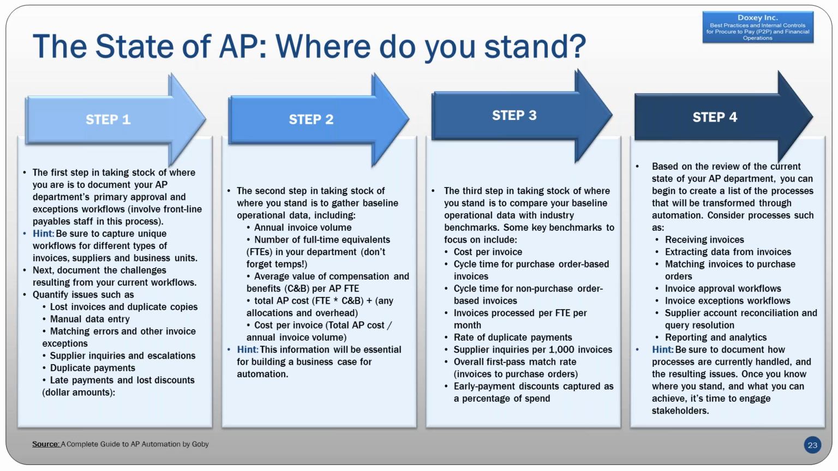The third step is to compare your baseline with other industry benchmarks. Some of the benchmarks available to look at: cost per invoice, cycle time for purchase order-based invoices, cycle time for non-purchase order-based invoices, invoices processed per FTE per month, and your rate of duplicate invoices. If you have a tremendous amount of duplicates, that's something to consider. Also supplier inquiries per 1,000 invoices, overall first pass match rate, meaning how many invoices are coming in correct, and early payment discounts captured as a percentage of spend.